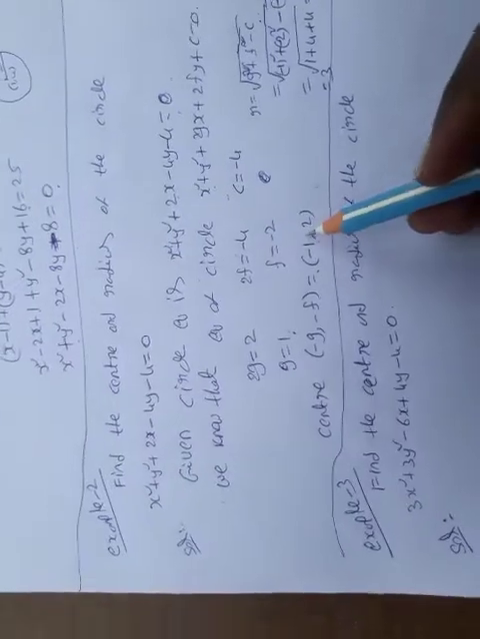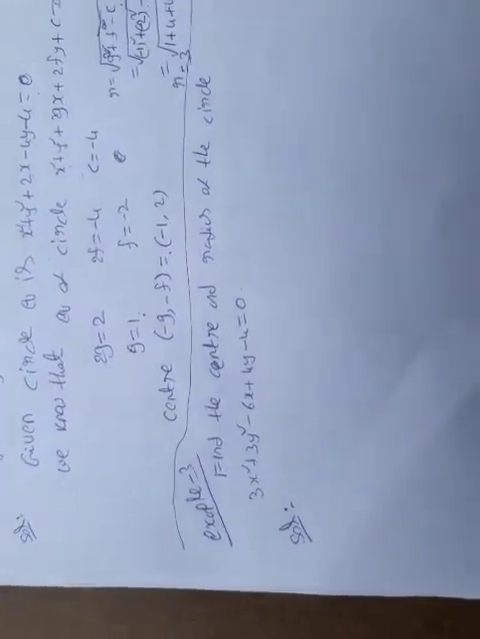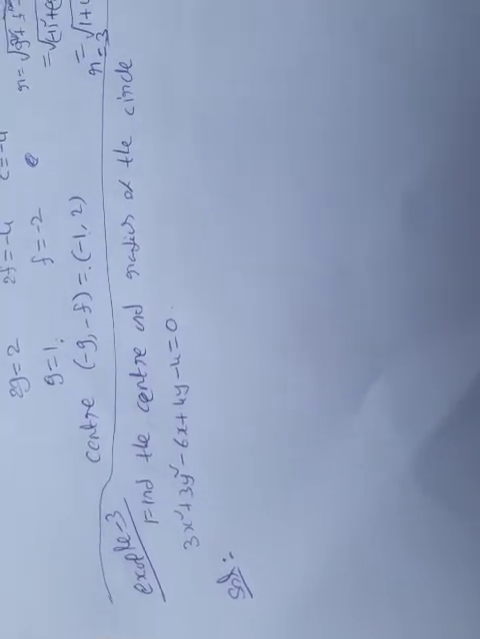Then center is minus 1 comma 2 and radius equal to 3. Okay, next problem, third one. Find the center and radius of the circle.